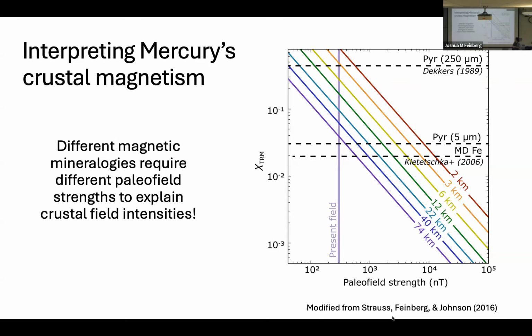But the basic idea holds that you get orders of magnitude uncertainty in the paleo field intensity on Mercury just based on what you assume is the most important magnetic mineral. So it's really important to not get this completely wrong.